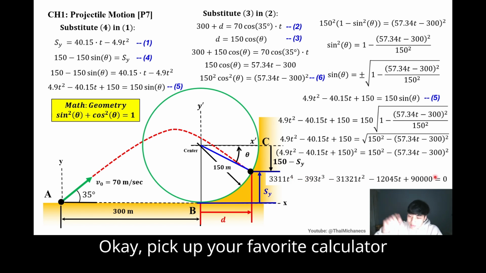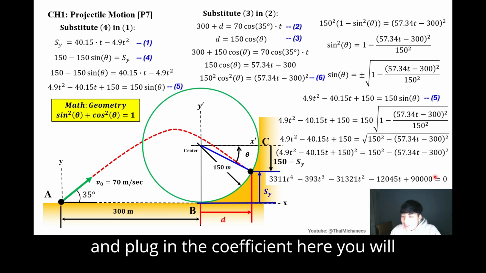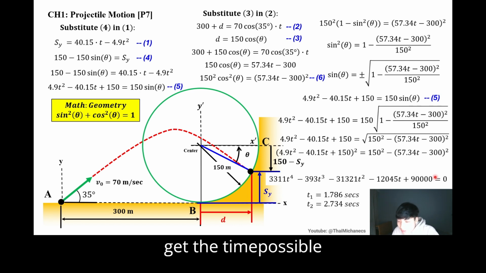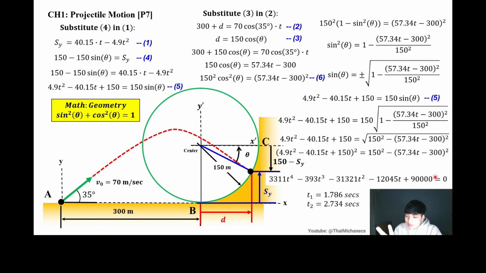Okay, pick up your favorite calculator and plug in the coefficient here. You will get the time possible for two values. Okay, 1.7 and 2.7 seconds.